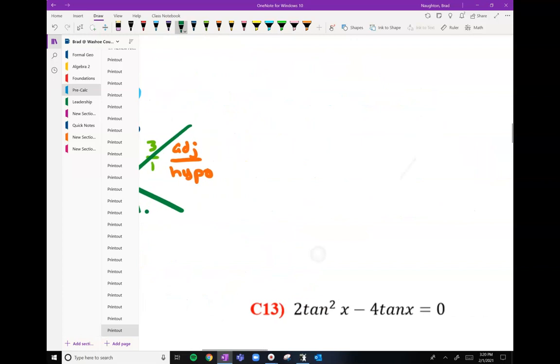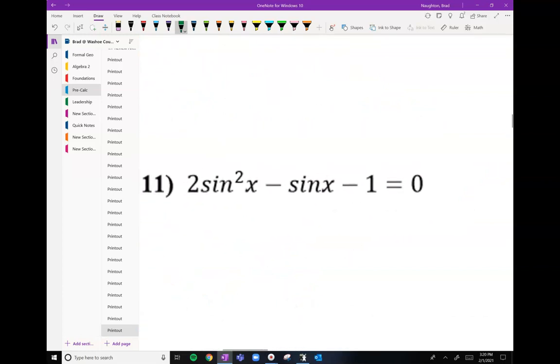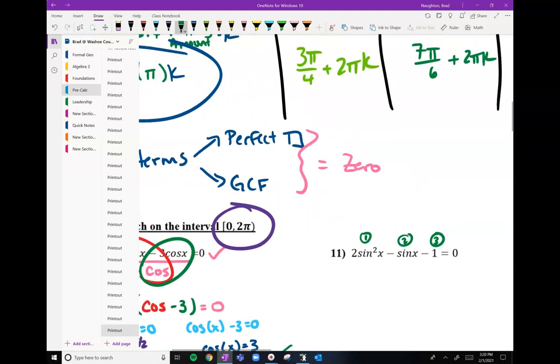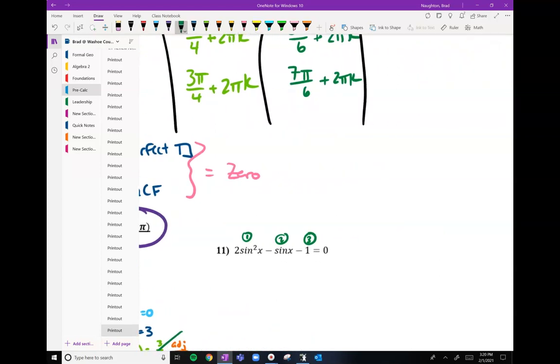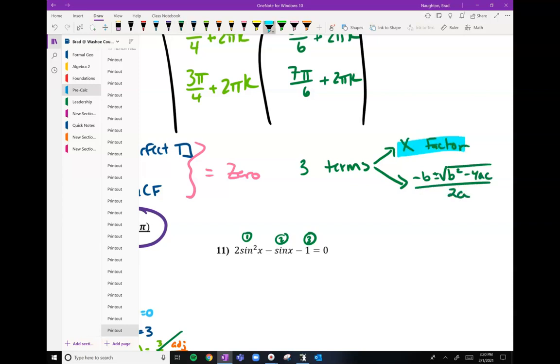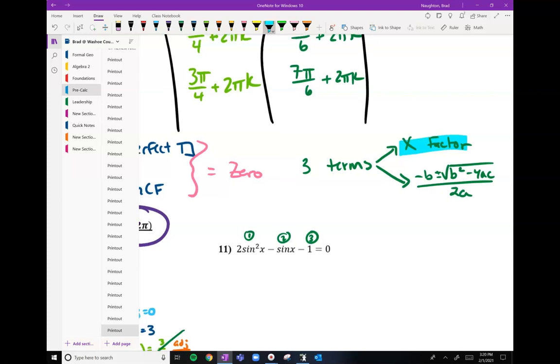All right. On our next one, I have 1, 2, 3 terms. So if we go back up here, when I had 2 terms, we did a perfect square or GCF. If it's 3 terms, we have 2 options. It's either going to be our x and then our factoring, if it factors, or, God help us, negative b plus or minus the square root of b squared minus 4ac all over 2a. So we pray to the gods of factoring that we can factor and make this work.